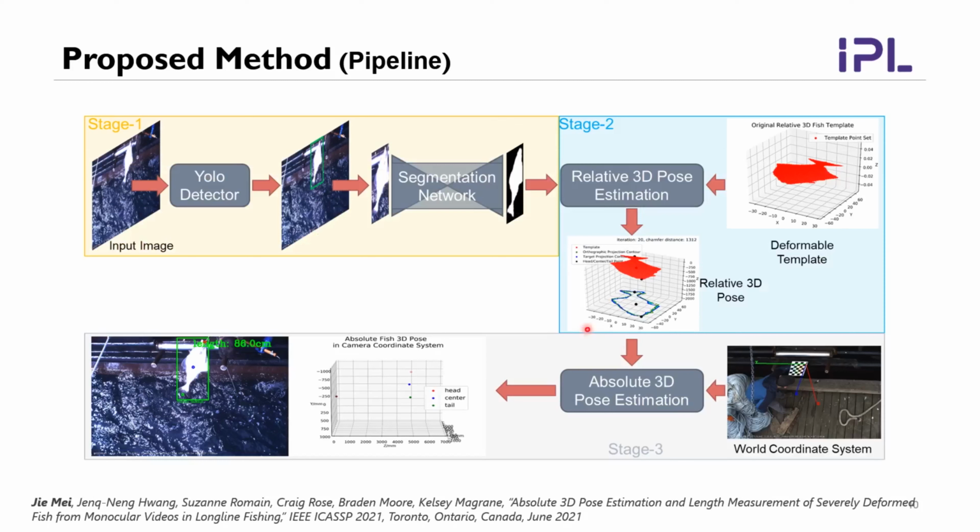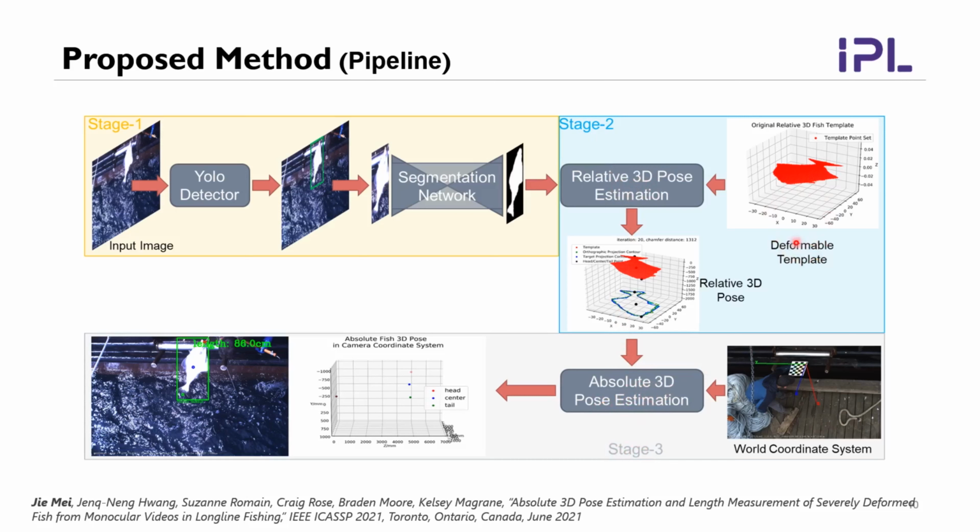Next, I'm going to introduce the proposed method. This is the whole pipeline. In stage 1, there is the input image. Using YOLO detector, we can locate the fish in the image, then we crop out the bounding box, and use an encoder-decoder architecture similar to UNet to get the mask of the fish. This mask is input to stage 2. Stage 2 is relative 3D pose estimation. Stage 3 is absolute 3D pose estimation and length measurement.